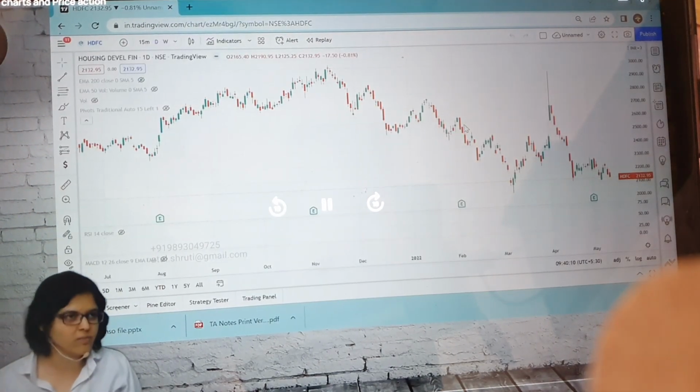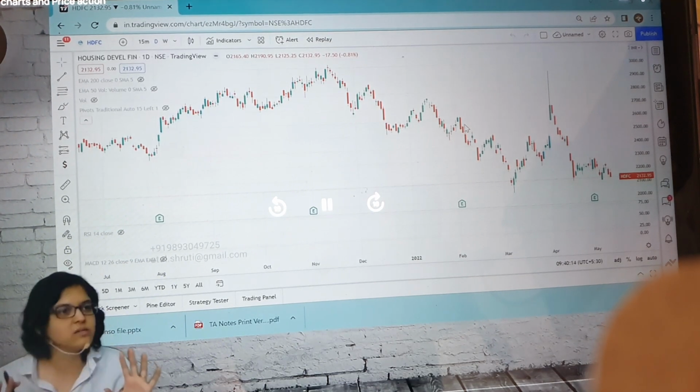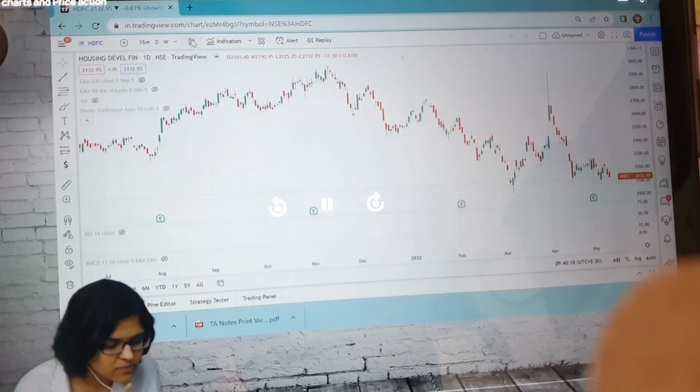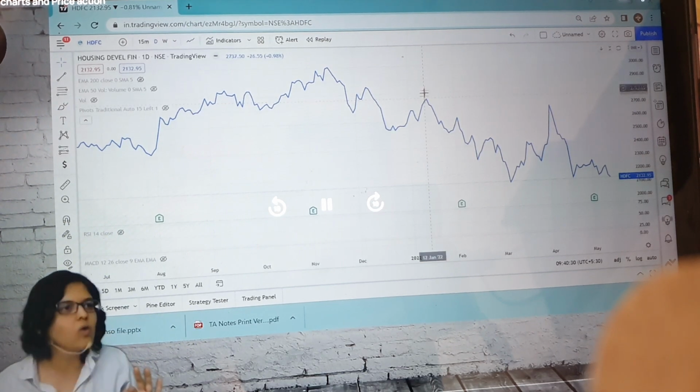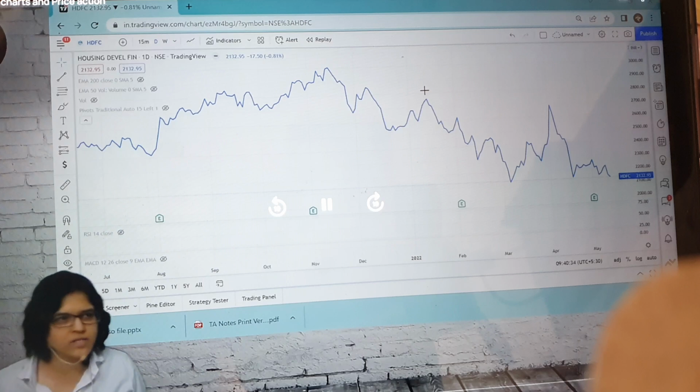In launch chart, if I want a line chart and don't want to get confused with these things, where do I click here? I click line. Life is easy. What does a line chart tell me? Only one price point, only the closing price. Is the line chart understood?